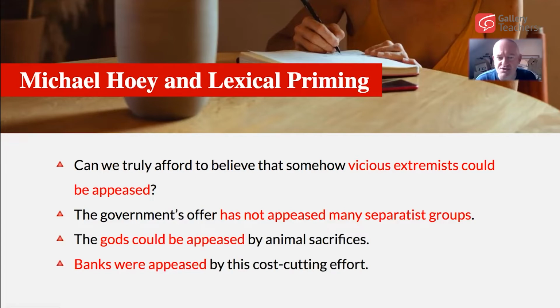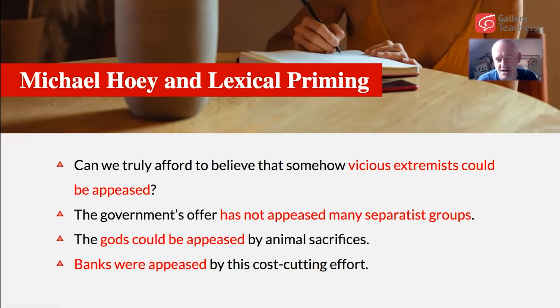So you see that appeased has this idea of keeping angry or dangerous people happy for a limited period of time. And there's also this idea that it's kind of a waste of time, because if you give them something now, they come back wanting more later. You give them animal sacrifices, they'll want more animals next week, or they'll want you to sacrifice your daughter, or they'll want the children of the village. Banks were appeased by this cost-cutting effort for now, but later, banks being banks, they'll come back wanting more.